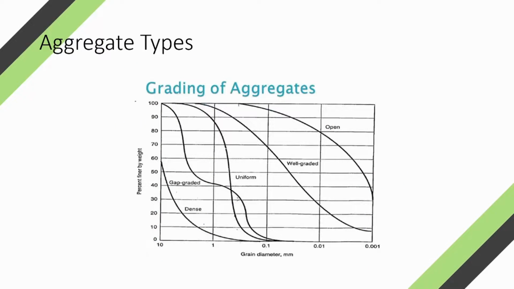So, next we can classify yung ating aggregates depende sa kanyang gradation. So, we have here an open-graded aggregate. So, ganito yung kanyang graph. A well-graded aggregate is ito yung kanyang graph naman. For uniformly graded, ito yung graph niya. Gap-graded is itong graph na to. And for dense-graded, ito yung graph niya.